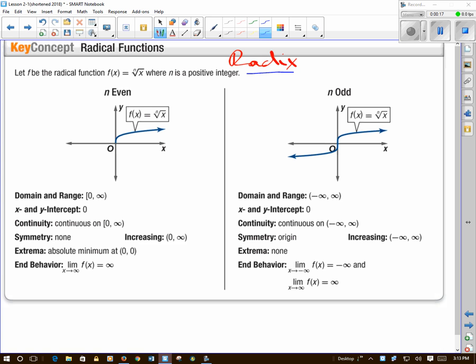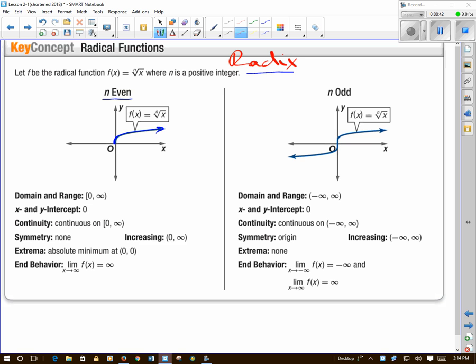So we're going to look, first of all, at what if we have an even root? If we have an even root, then the graph is always going to start at (0, 0) and is going to curve up and out. Now that does keep going up infinitely, even though it looks like maybe it would flatten out at some time. No, it doesn't ever flatten out. It just keeps going up.